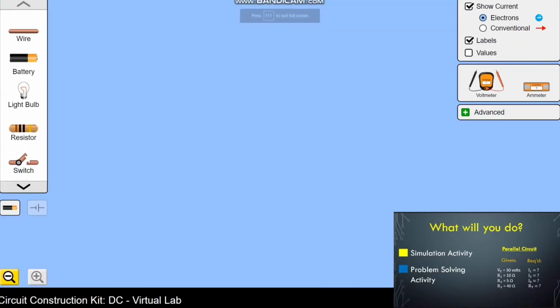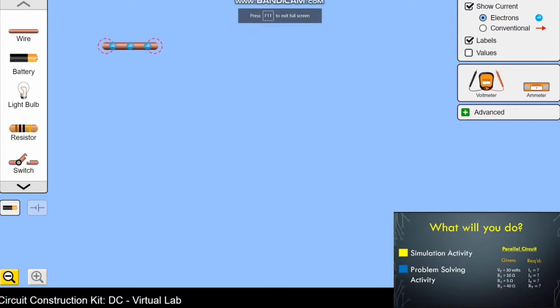Good day everyone, we're going to make a parallel circuit simulation activity based on the given values. We have here VT is equal to 30 volts, R1 is equal to 10 ohms, R2 is equal to 5 ohms, and R3 is equal to 40 ohms.